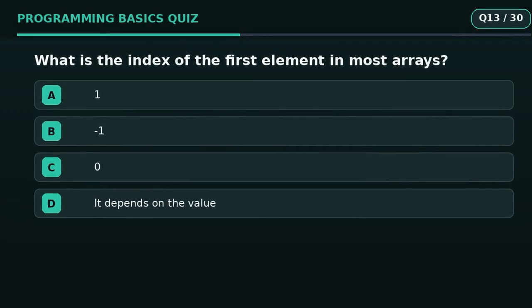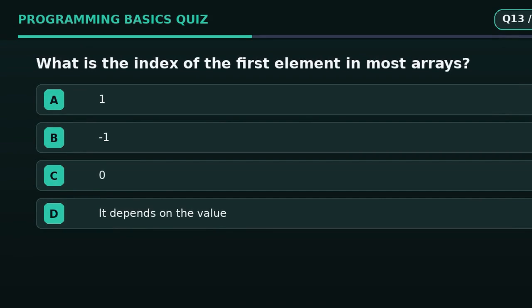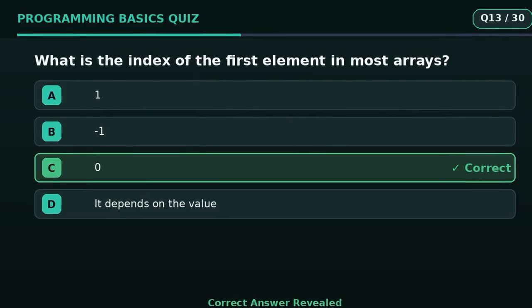Question 13. What is the index of the first element in most arrays? Option A. 1. Option B. -1. Option C. 0. Option D. It depends on the value. The correct answer is option C. 0.